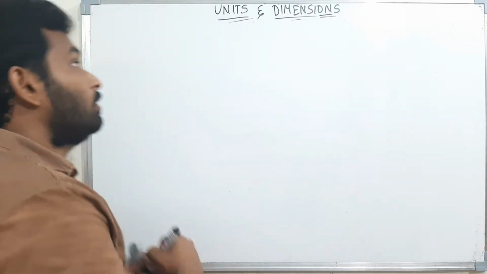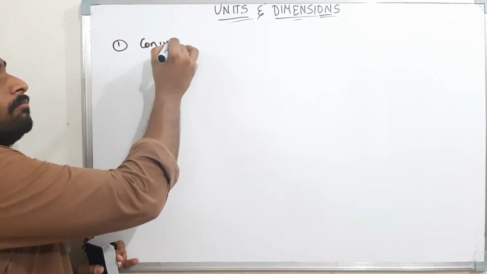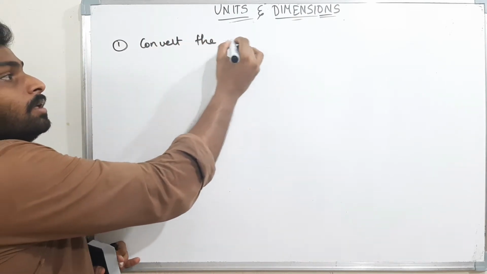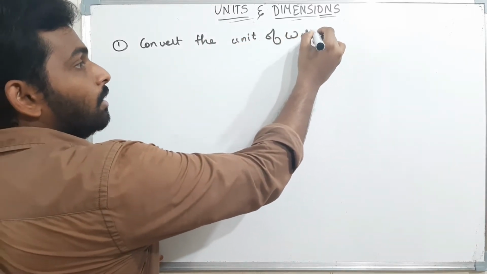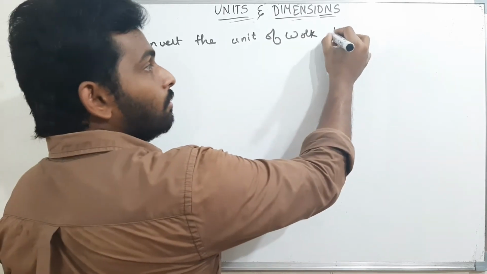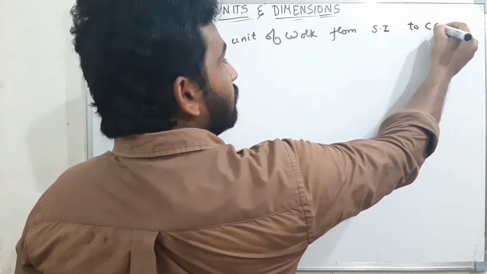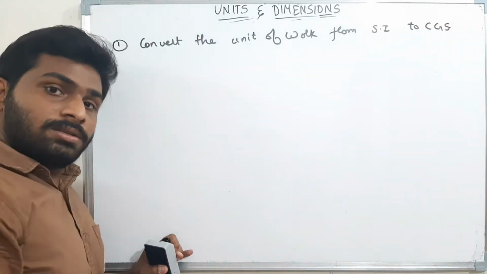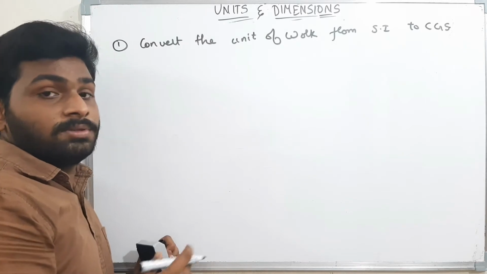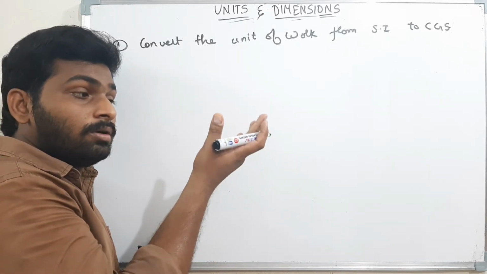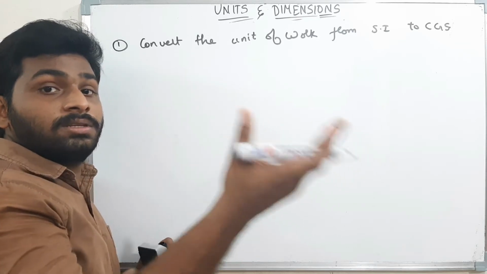Okay, we'll see the first problem. Convert the unit of work from SI system to CGS system. That means I have to find out the unit of work in SI system is equal to how many units of work in CGS system.